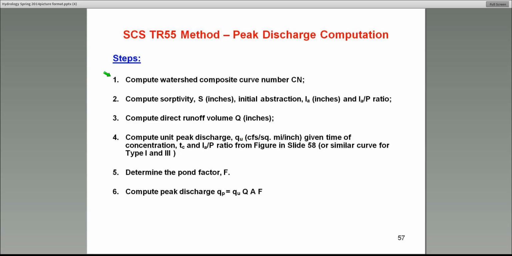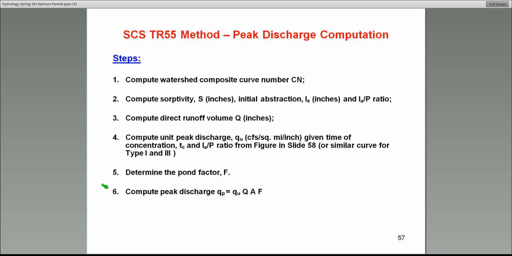You will need to compute a composite curve number. These are the steps you'll go through. You'll always compute the potential maximum retention S and the initial abstraction IA, that's for the runoff computation purposes. But you also will calculate this thing called the IA over P ratio, and I'll show you where to use that in a minute. Finally, number 3, you'll still compute the runoff volume Q, and then based on that information and the time of concentration, you'll get the unit peak discharge from a figure I'll just show you in a minute. And of course, the pond factor, if it's not given, just use 1. Don't worry about it. And finally, you compute the peak discharge. So these are all the sequential steps one has to go through in order to get the peak discharge using the SCS method.